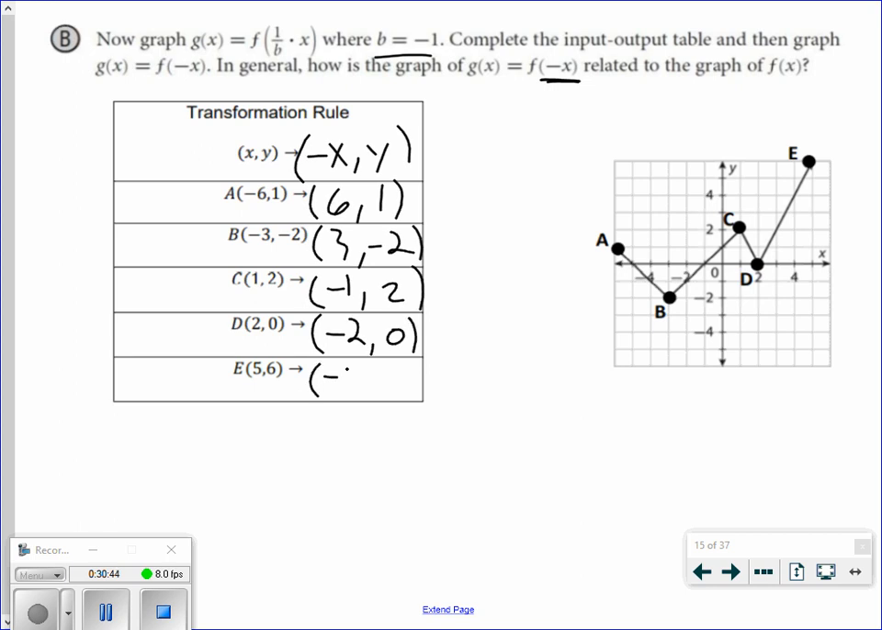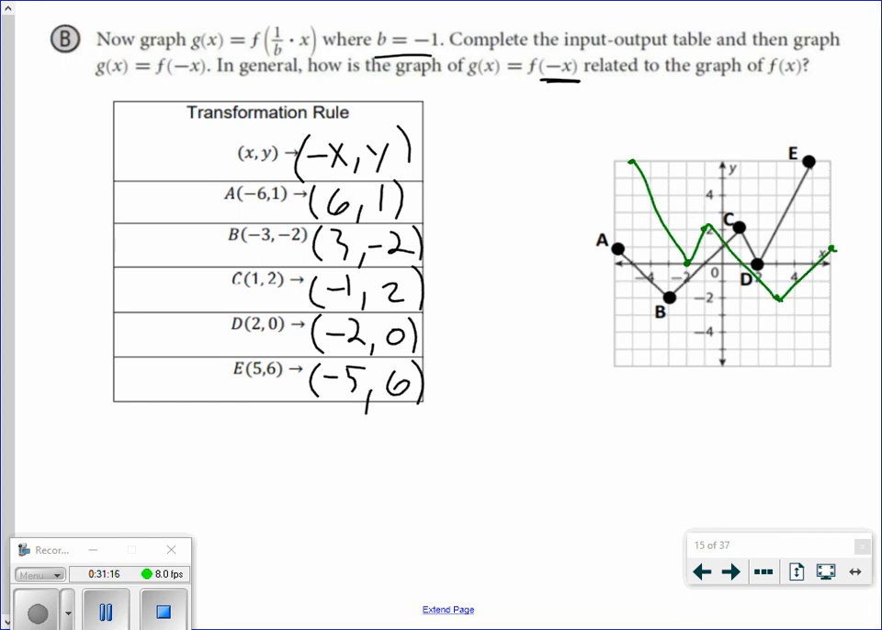And that's what you should get. All we did was multiply the x's by -1 or change their signs. Or the proper way to say it is you're reflecting over the y-axis. So we'll do this one. We'll go ahead and plot these. We have 6, 1 now, right there. 3, -2. -1, 2. -2, 0. -5, 6. So go ahead and plot these, or sorry, connect the dots.